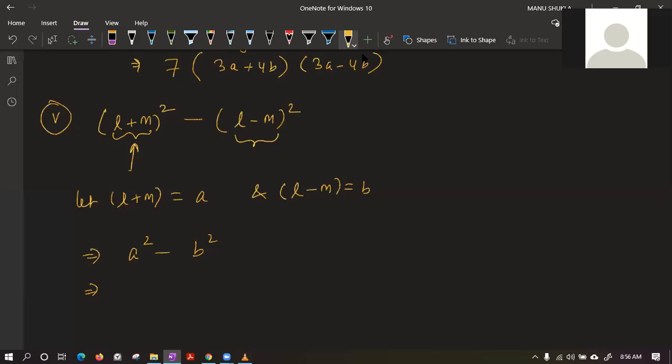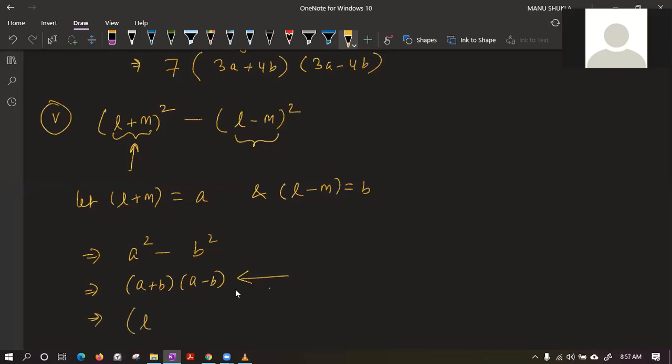What is the answer of A square minus B square? It is very simple: A plus B and A minus B. But this is not the final answer, class, because the question is not in A and B. The question was asked in L and M. So what will we do? We will resubstitute the values of A and B that we have assumed.